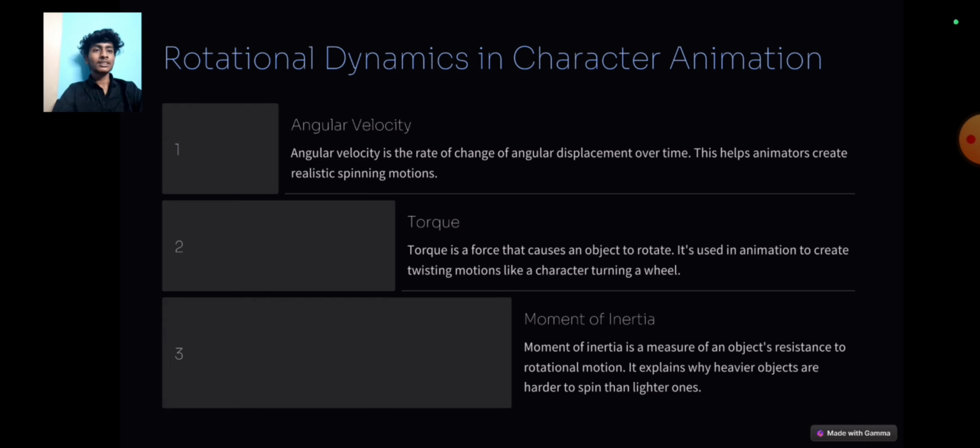Rotational dynamics in character animation. Angular velocity. Angular velocity is the rate of change of angular displacement over time. This helps animators create realistic spinning motion.